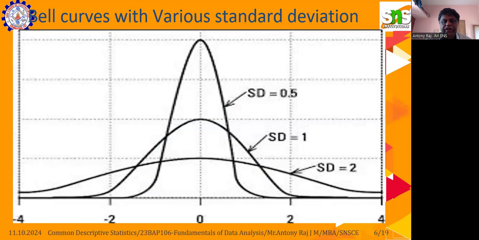Now, if you see these three curves, in the first curve the standard deviation is 0.5, which is less. If the standard deviation is more, you can see the curve getting flatter and flatter because the values are getting distributed. So when we have more deviation, we have more scatter and the curve also looks flatter.